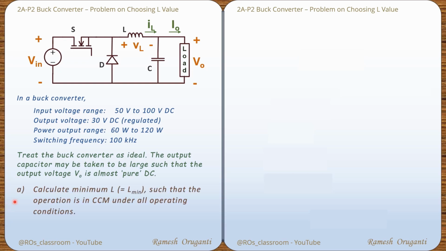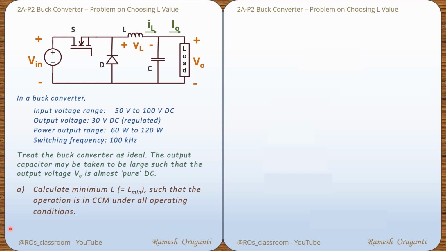Part A of the problem is to calculate the minimum inductance L min such that the operation is in CCM under all operating conditions. A buck converter is most often designed to operate in CCM. Under CCM, the buck converter's efficiency will be very good. Currents will be lower than in a DCM design. So generally, CCM design is preferred.